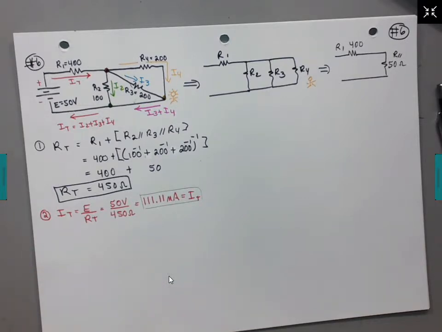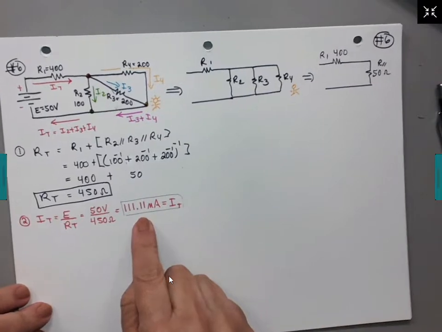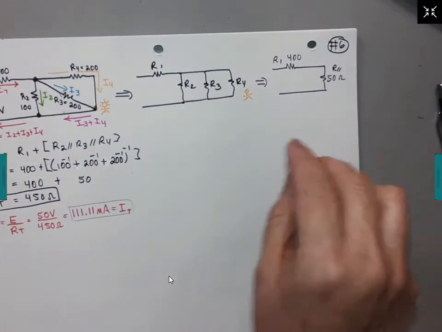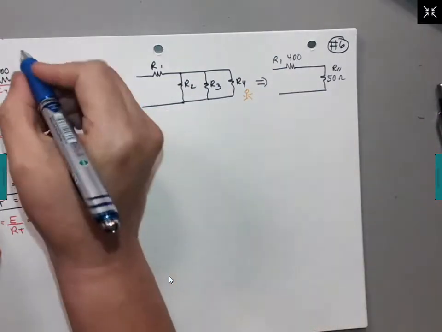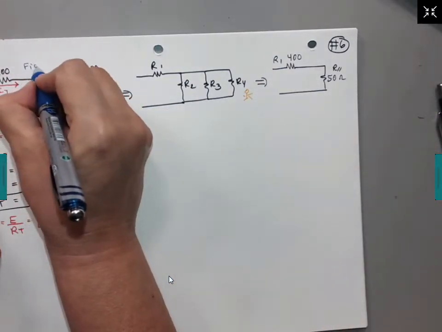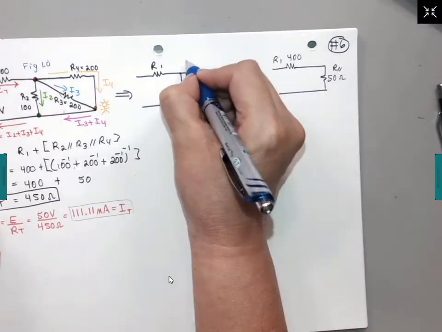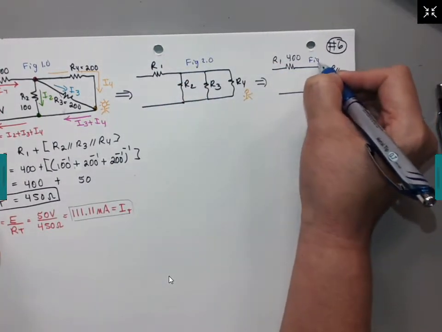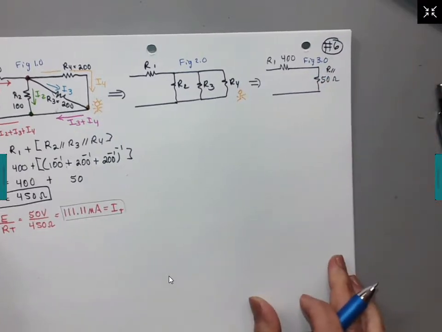So, right after we come over here, look at this little figure. We're going to call them different figure numbers so that you know what we're referring to. This is figure number 1. This is figure number 2. And this is figure number 3. So let's look at figure number 3.